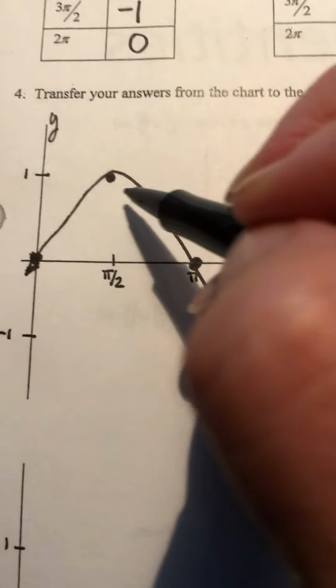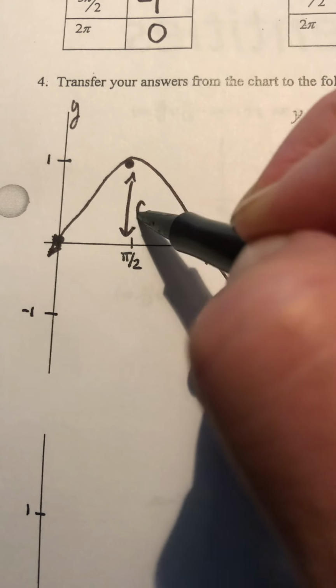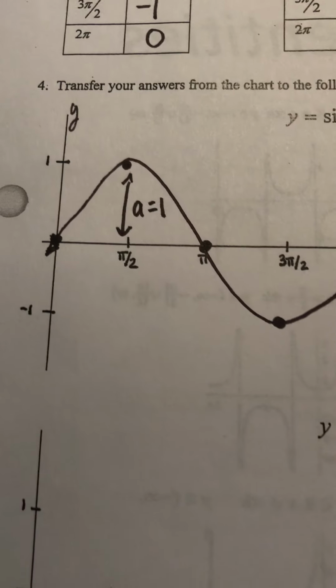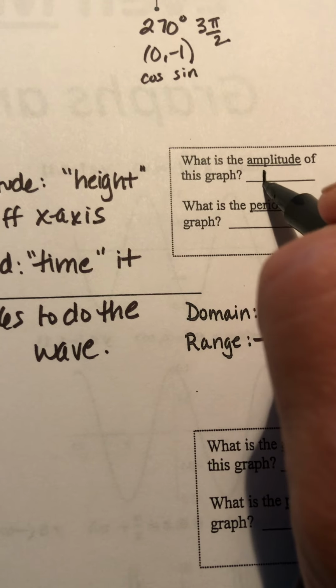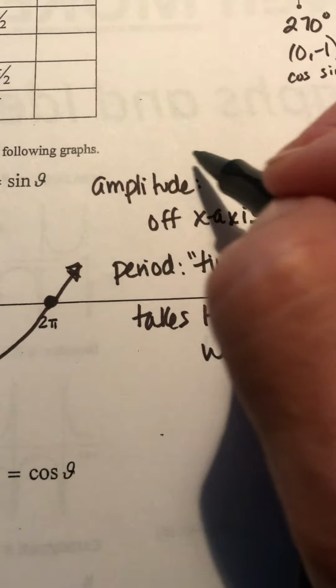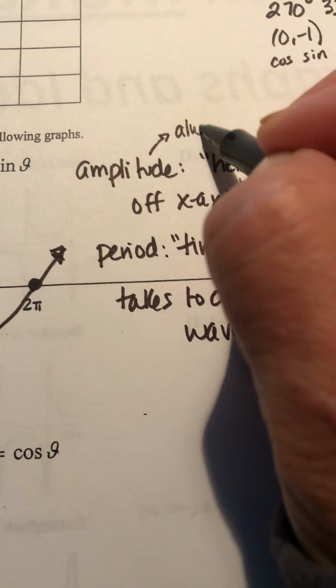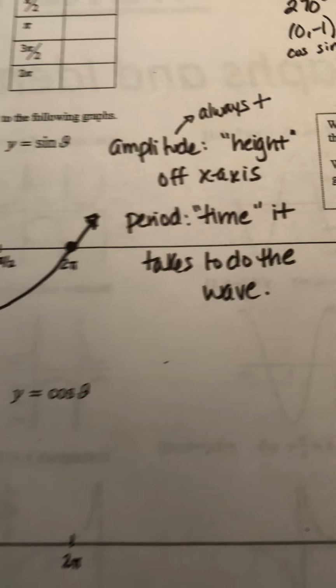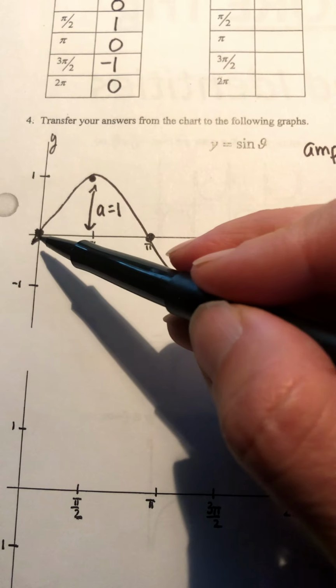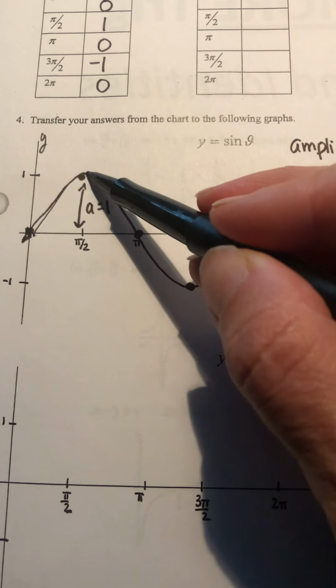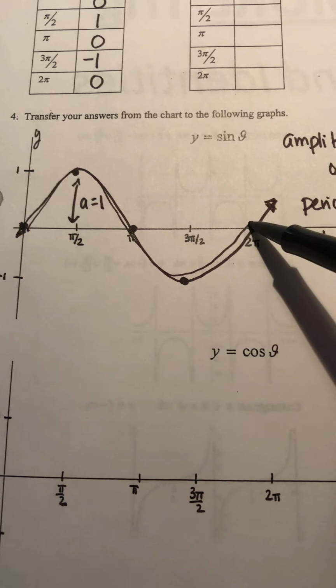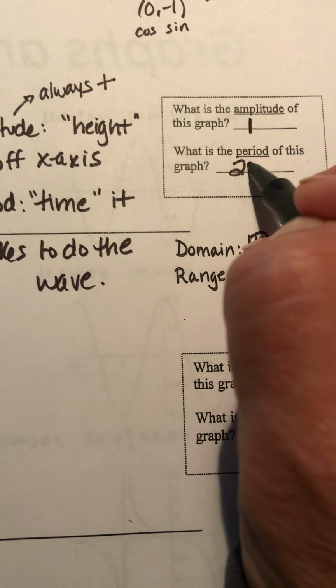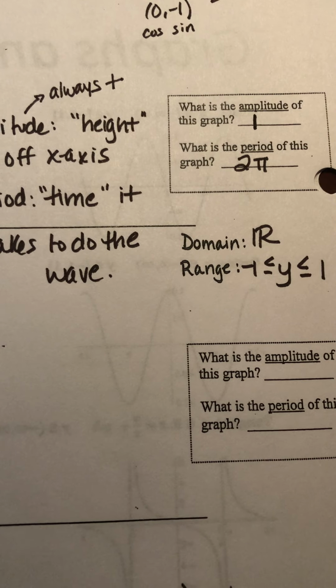So if I go back here and I think about how high this is off the x-axis, it goes up 1. And similarly, it goes down 1. The amplitude here is 1. And it's worth noting that amplitude is always positive. Height is always positive. The period is the time it takes to do the wave. So if the wave starts here and goes up and goes down and then finishes here, 2 pi is the period, the amount of time it takes to do the wave.